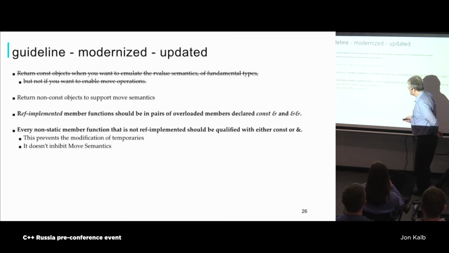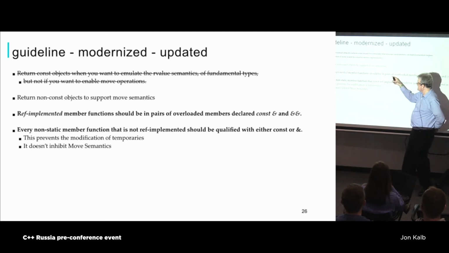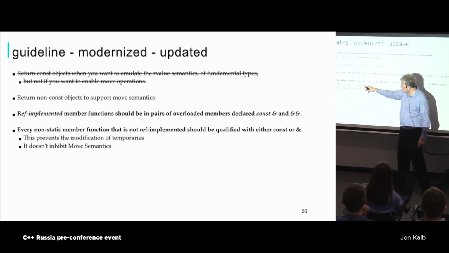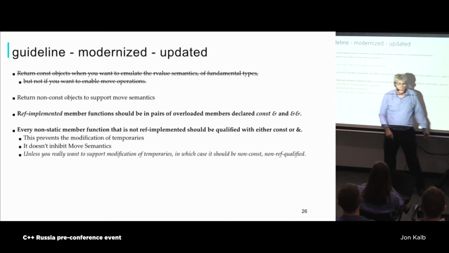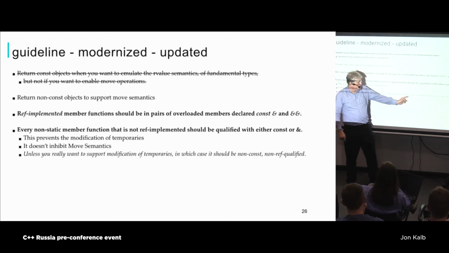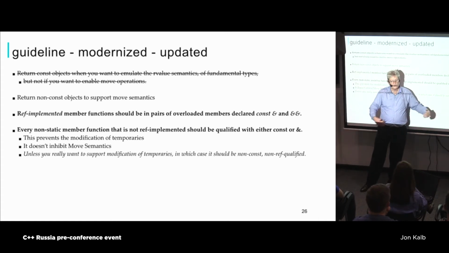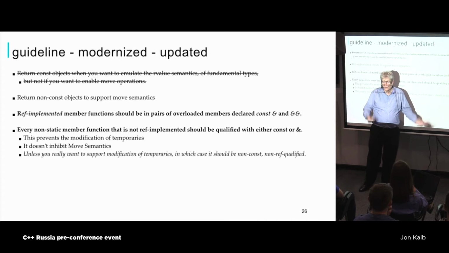So this is my update for Scott's guideline, which is return non-const objects to support move semantics. If it's ref implemented, then go ahead and do the L value and the R value. That's fine. But every non-static member function that is not ref implemented should either be qualified with const or L value. That prevents the modification of temporaries. It doesn't inhibit move semantics, unless you really want to support modification of temporaries, which I think is not what we want to do. But to be clear, in that case you would not follow Scott's old advice or the new advice. That's a case where you say, okay, we're going to let you modify a temporary and possibly do something you don't want to do, because it's kind of rare that you'd want to do that.